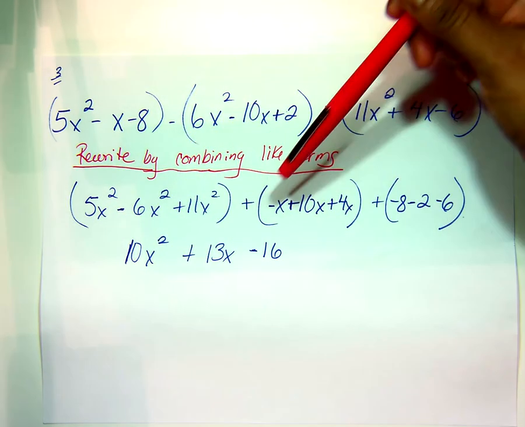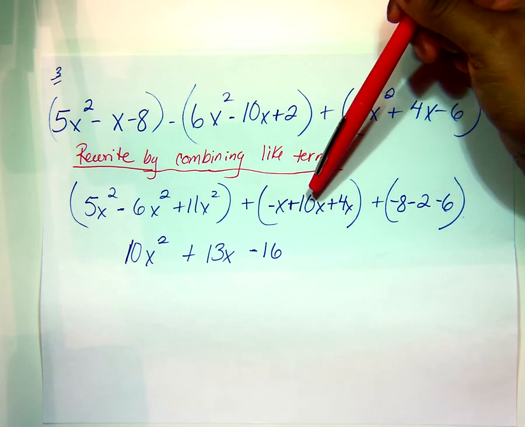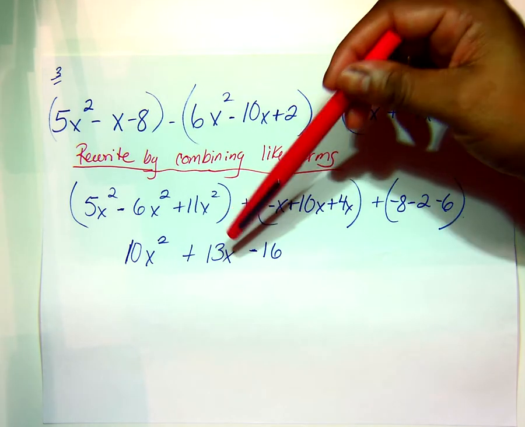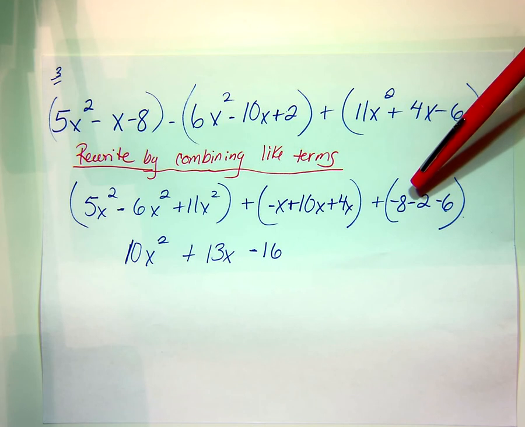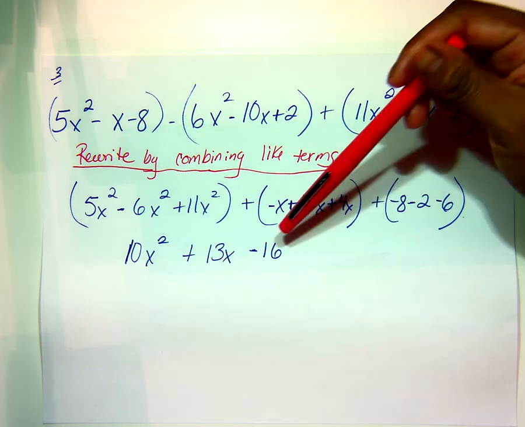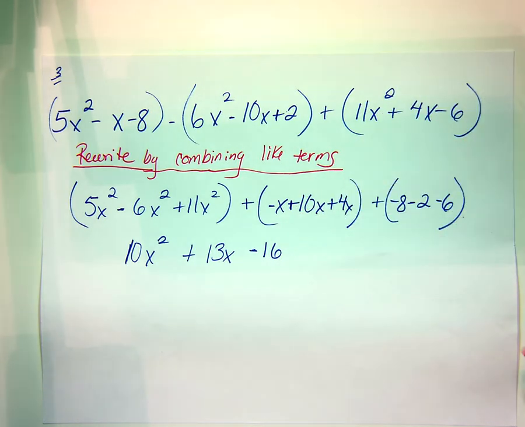Bring down your x squared. -1 plus 10 gives you 9. 9 plus 4 gives you 13. And here we have negative 8 minus 2, which gives you negative 10. Negative 10 minus 6 gives you 16. Now be mindful of the rules of integers, so you got to be careful what is what and when. You might want to use your calculator for that one. So right here we did combining like terms.